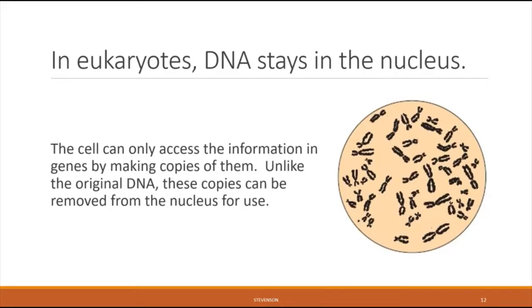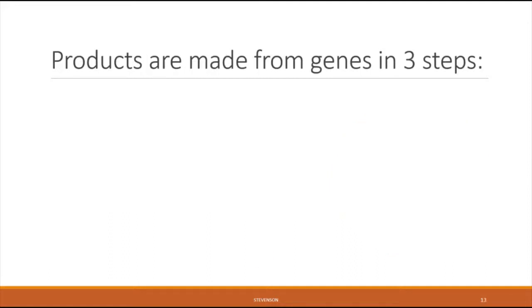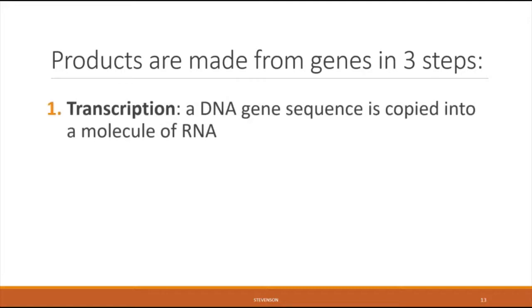The copies can be removed from the nucleus because they are temporary. They're not the originals. And so this is the very first step in the mechanism for making the end product, the protein, from the DNA. So for this reason, the process isn't quite as simple as simply reading the DNA and writing the protein. There are actually three separate steps that have to be carried out, the first of which is called transcription.